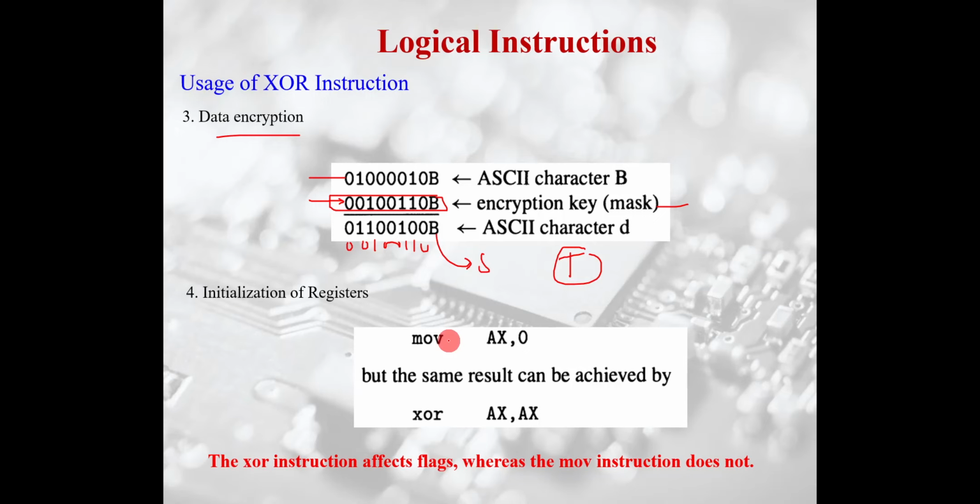In that case, what we can do is XOR AX, AX. Because it is an XOR operation, 0 0 will give 0, and 1 1 will also give me 0. So the final answer in AX will be 0. But in this case, all the flags also will be set accordingly. So we can use this instruction in case we need to have the flags also affected.